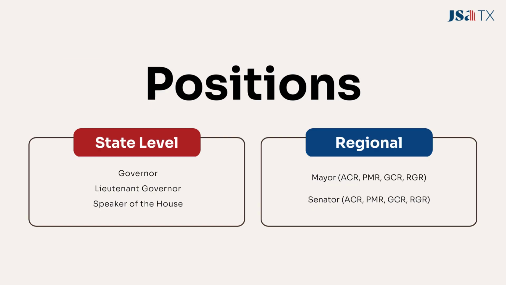Okay, so these are the positions that are available. They're separated into state level and regional positions. So at the state level, you could either run for governor, lieutenant governor, or speaker of the House. And for regional, you can either run for mayor or senator. In each region, there are 2 senators and 1 mayor.